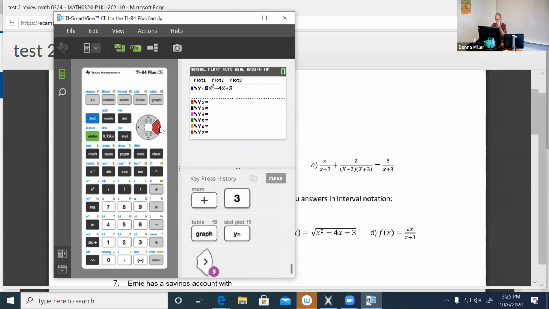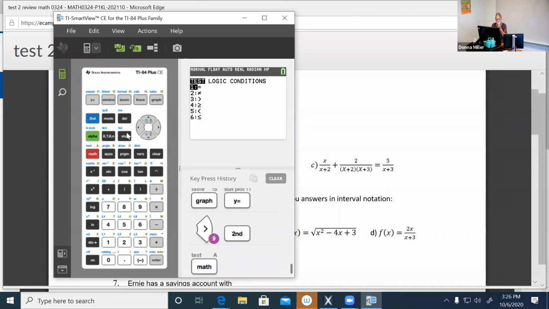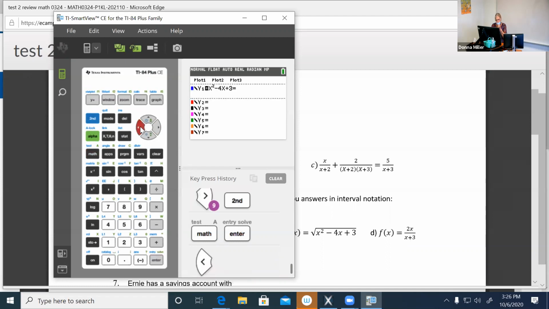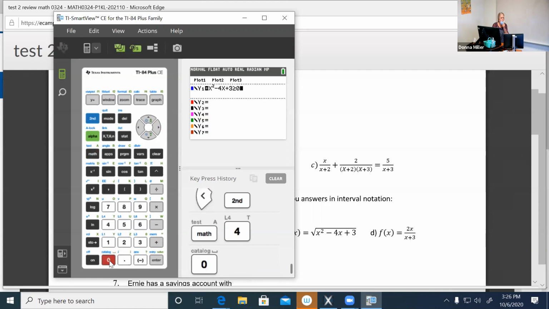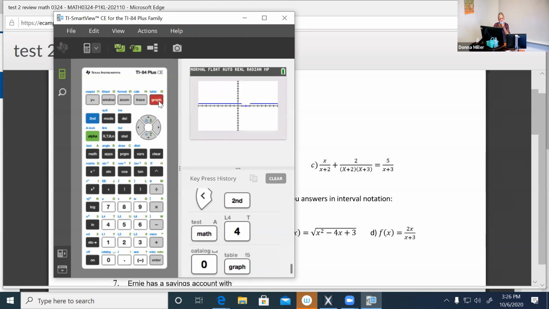The other thing I like playing with is that I can actually type an inequality. I hit second test, and I'm going to type in greater than or equal to 0. Let me tell you what this test does. It returns a 1 where it's true and a 0 where it's not. So you should see a line of 1 where the solutions are. If I look at the graph, it's 1 from 1 down and from 3 up. There's my answer. It kind of draws a number line for you.